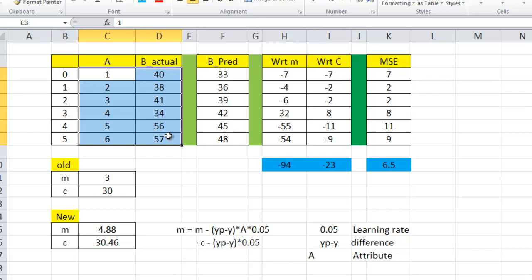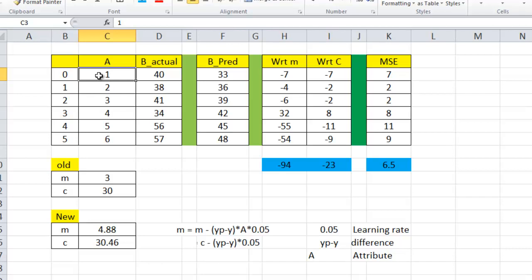By varying m and c, we can check whether the difference between the actual and the predicted value can become zero. The new value of m is equal to m minus three parameters you have to multiply: one is the difference, predicted minus actual, multiplied by the attribute, so we obtain the weightage of that attribute, multiplied by the learning rate. The learning rate says how fast you are going to descend or ascend.